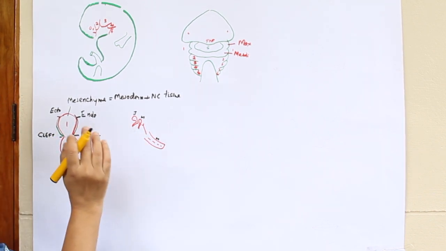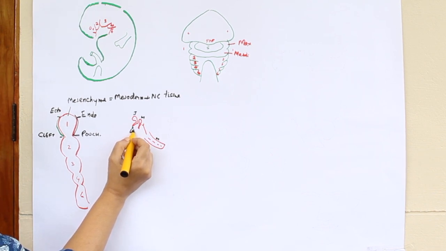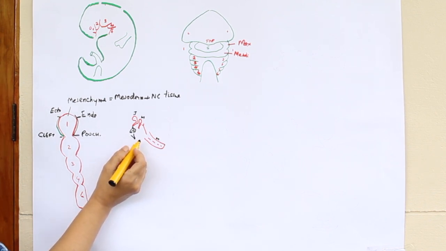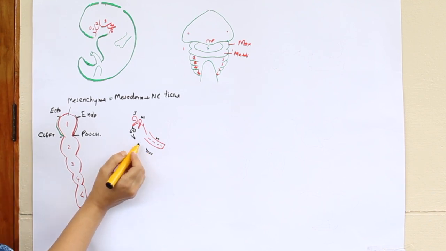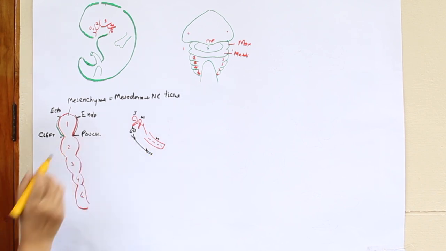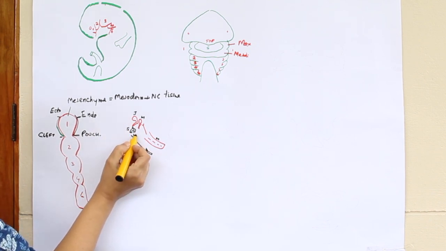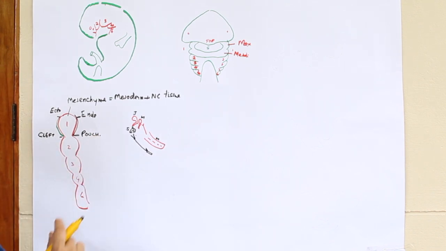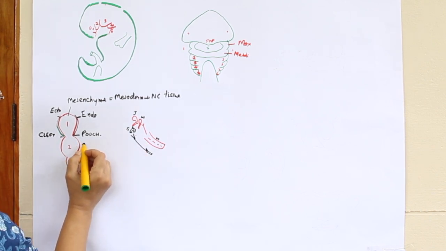And what all things are developing from the second arch? From the second arch develop the stapes, styloid process, then hyoid bone, the upper part of the body as well as the lesser cornu, and stylohyoid ligament. So from the second one develops the stapes, styloid process, stylohyoid ligament, upper part of body and lesser cornu of hyoid bone. Then from the third arch, this is the third arch, so this is from the second arch.